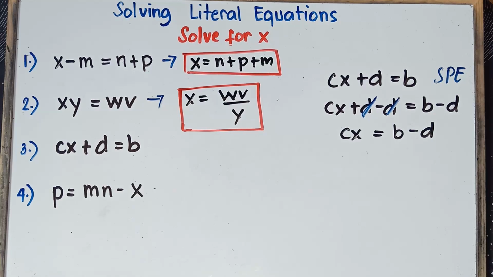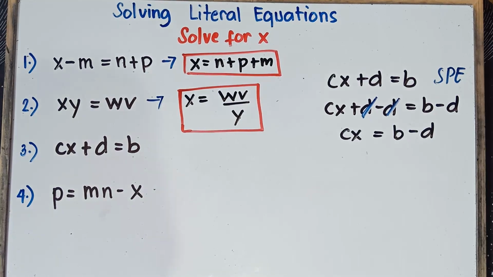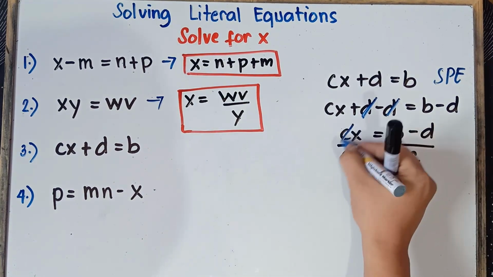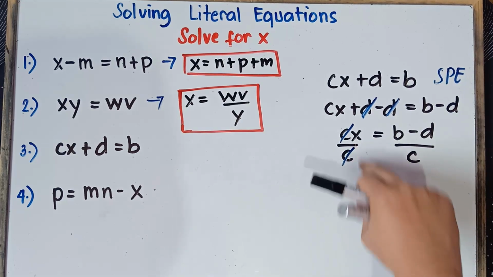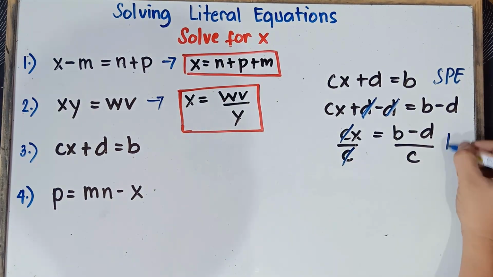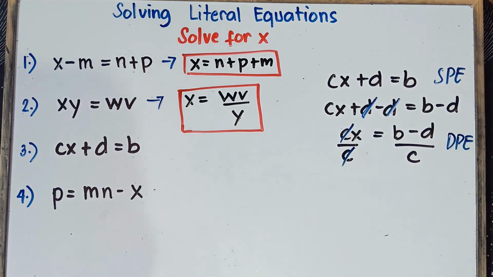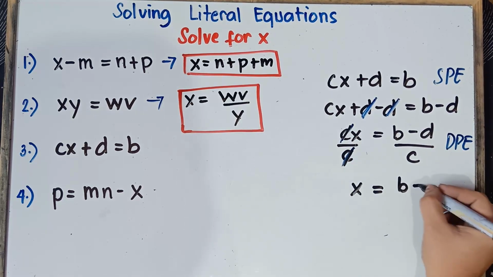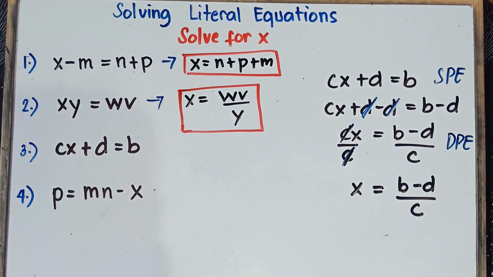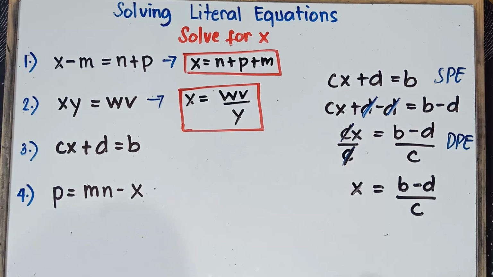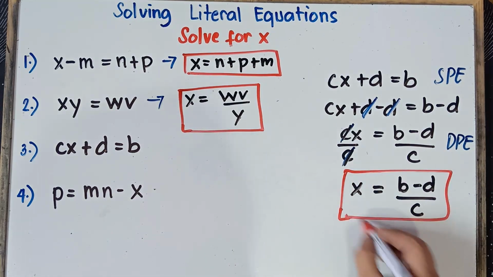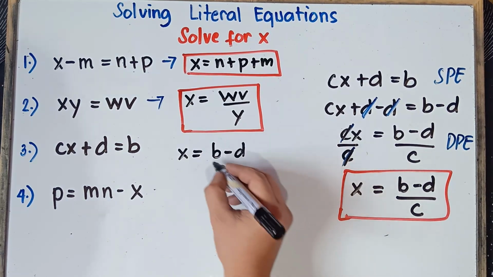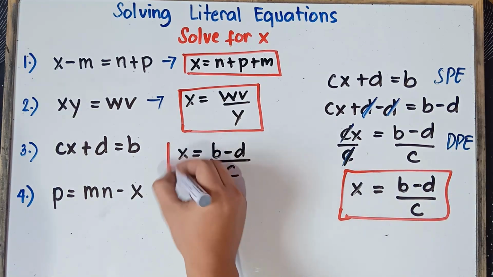Now to solve for x, we can simply divide both sides by c. Dividing both sides by c so that you can cancel this out and the remaining expression will be only x. And this is what we call the division property of equality. So cancel this out and the remaining expression will be x equals b minus d over c. That's the answer for example number 3. So our answer is x equals b minus d over c.